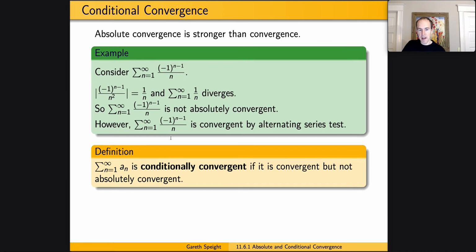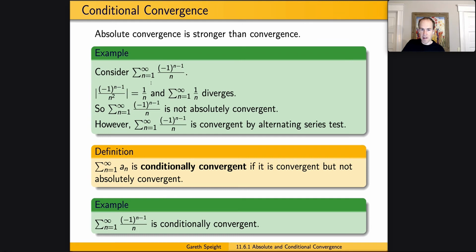So we have a name for these things. If the original series is convergent but not absolutely convergent, we call it conditionally convergent. So this example, the sum of (-1)^(n-1) divided by n, is an example of a conditionally convergent series. The series itself converges, but if we look at the sum of the absolute values, we get the sum of 1 over n, which diverges. So the original series converges, it's not absolutely convergent, and by definition, that's conditionally convergent.